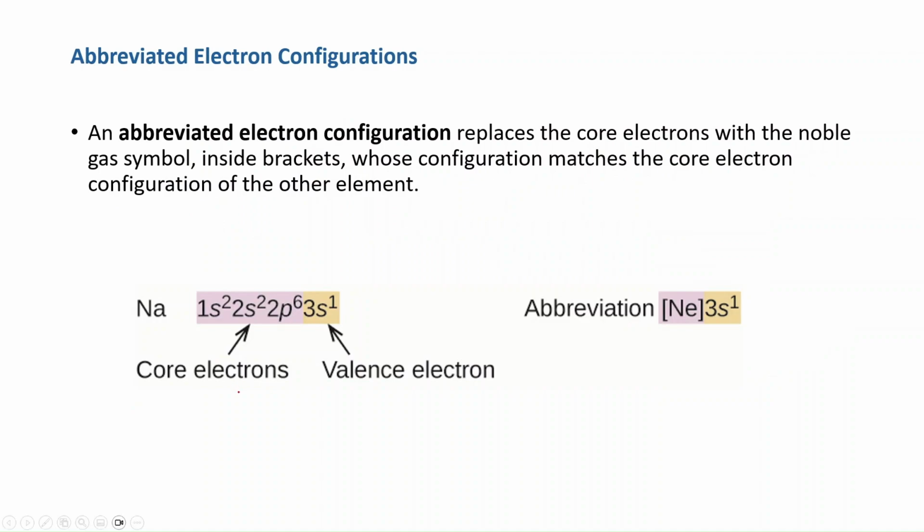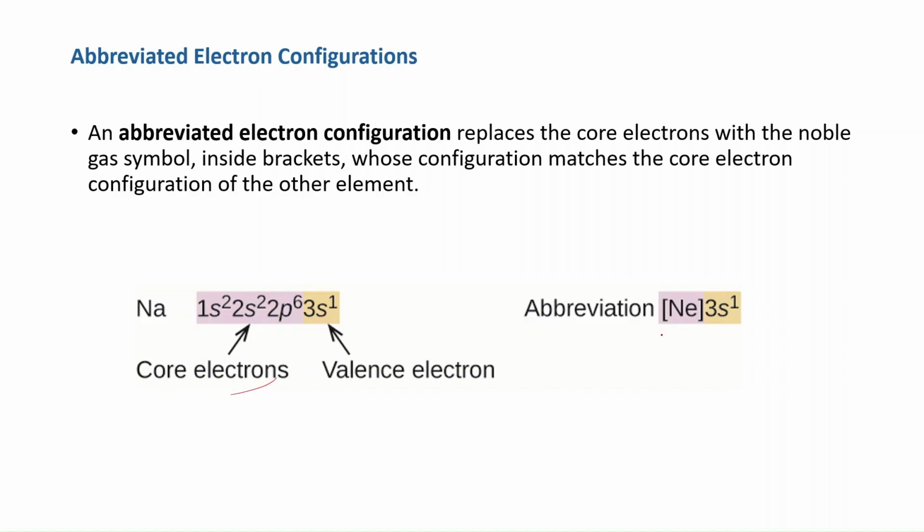Sodium. The electron configuration is 1s2, 2s2, 2p6, 3s1. In pink, they're showing you the core electrons. There's only one valence electron. You can go to a periodic table and say, oh, that's the electron configuration of helium. Or neon, sorry. So you can put neon between brackets, 3s1.